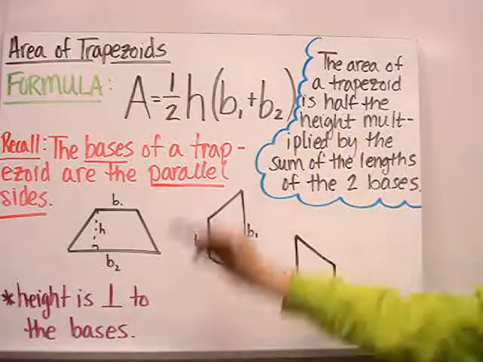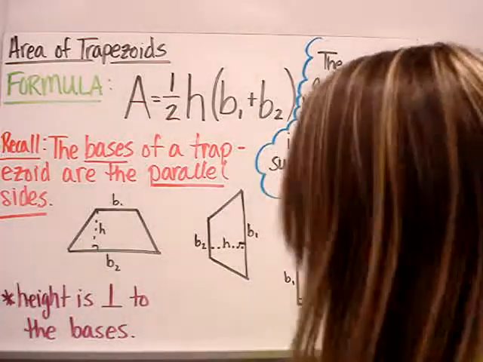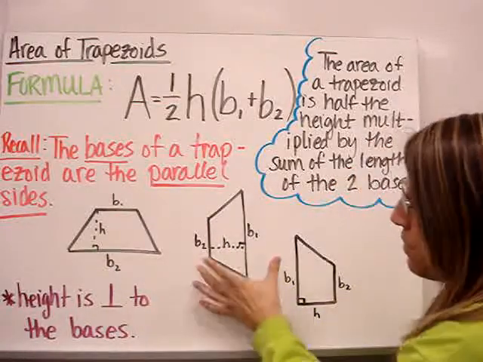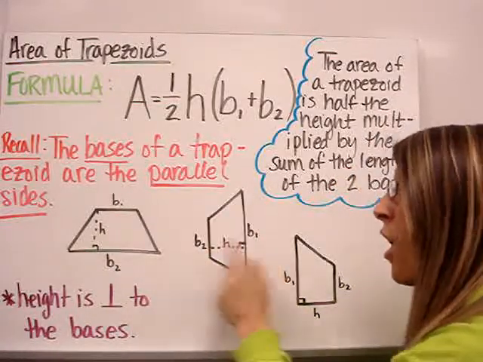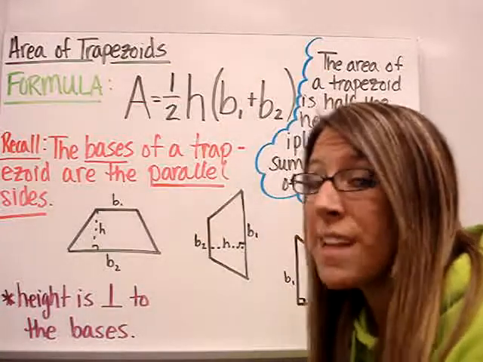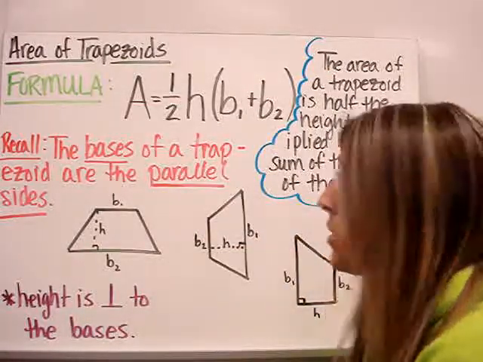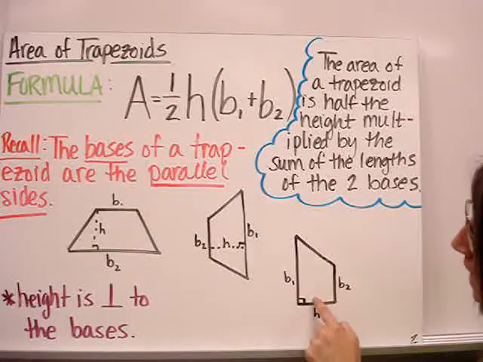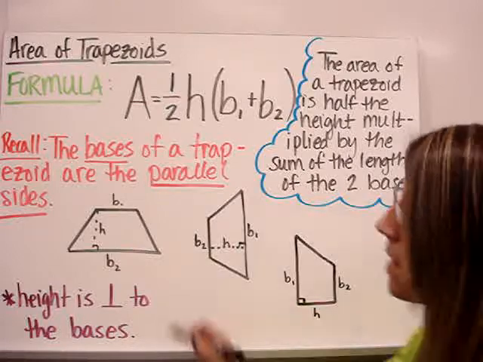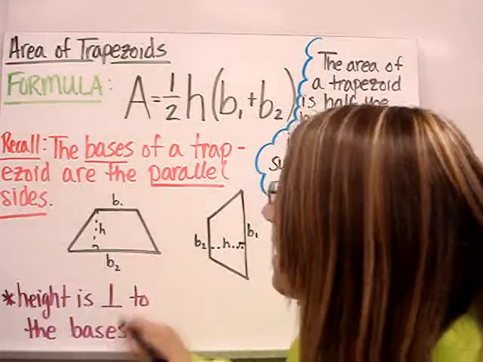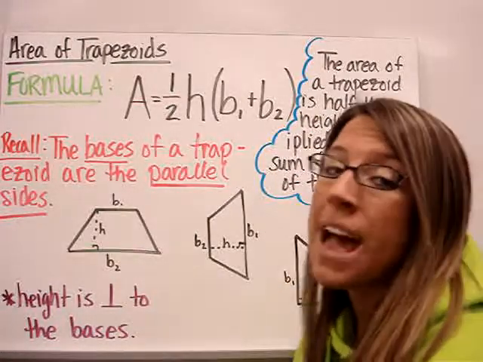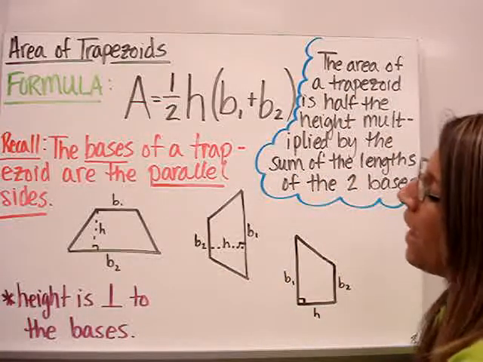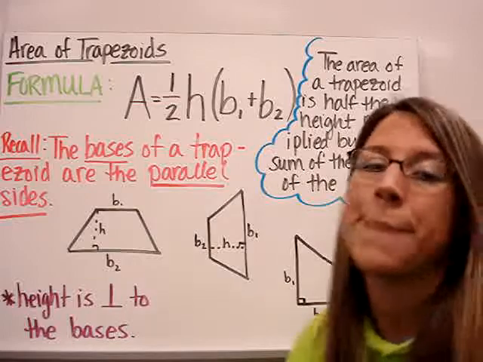Keep in mind that the bases of the trapezoids are the parallel sides. So if the trapezoid looks like this, here are your bases. If the trapezoid is on its side, the bases are, in fact, vertical. That's okay. The height is what's horizontal. And then here, bases are here, and the height would be actually one of the sides because it's perpendicular to the bases. Keep in mind that height is perpendicular to the bases at all times, whether it's vertical or horizontal. It's very important to understand that height is always perpendicular to the base. Okay?